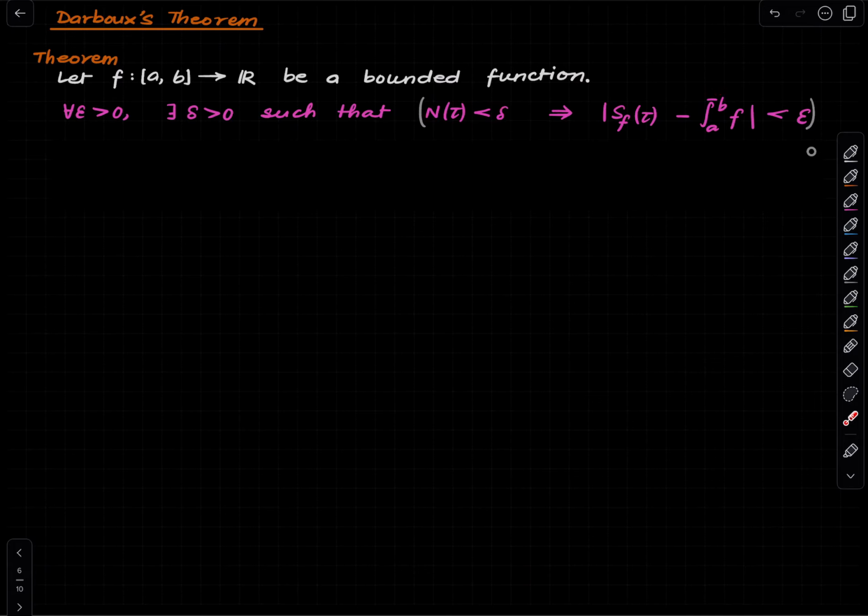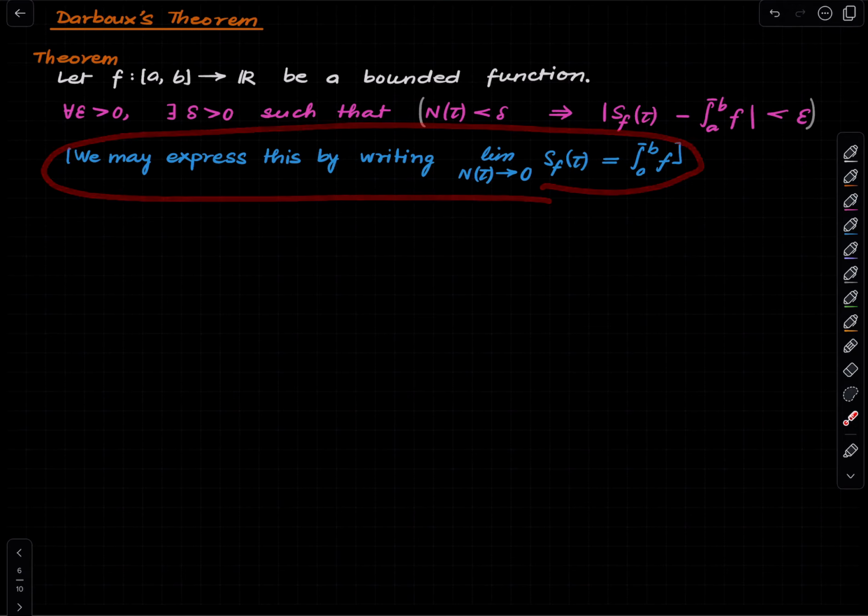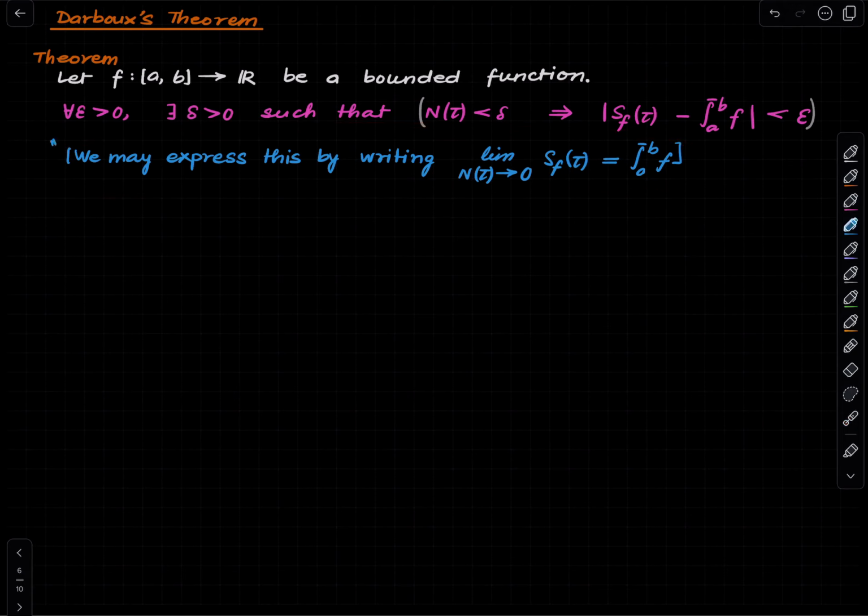So that's very convenient. And this statement that we've written can be written in a suggestive manner, that as you vary over subdivisions whose norm sizes converge to 0, you converge to the upper integral. Of course, what does this limit even mean? We have seen limits of functions, but not limits of things which take subdivisions as inputs and so on. So this is just a suggestive statement. Don't take this very seriously, but it conveys the idea very well.